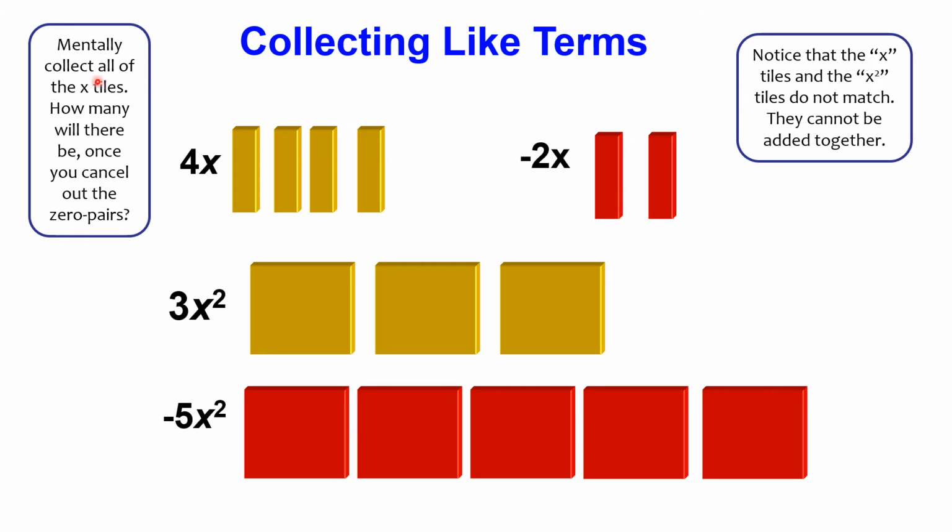So the first thing I want you to do is mentally collect all of the x tiles. So these are x tiles. The rectangles are x tiles. So mentally collect all of these. How many will there be once you cancel out the 0 pairs? So remember what 0 pairs are. The 0 pairs mean you can match up a positive one with a negative one. So when we cancel these out, these make 0. What are we left with? We're left with 2x. There's only 2 x's left here. This is our answer. So 4x minus 2x would equal 2x.